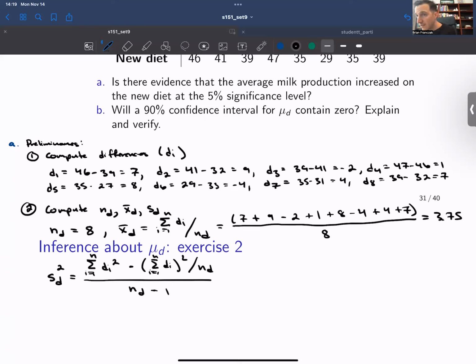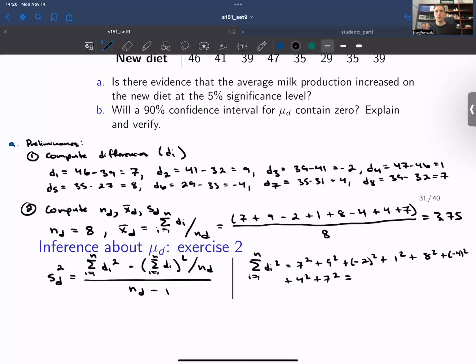Now, this formula is exactly the same as the computing formula that we used in lecture set 2 when we first introduced standard deviation and variance. The only difference here is I'm just replacing the usual x with a d, just to represent that I'm taking the deviation of the differences. All right, so to compute this, we need a couple of different quantities. So for example, the sum from i equals 1 to n of di squared is going to be 7 squared plus 9 squared plus -2 squared plus 1 squared plus 8 squared plus -4 squared plus 4 squared plus 7 squared, which is equal to 280.